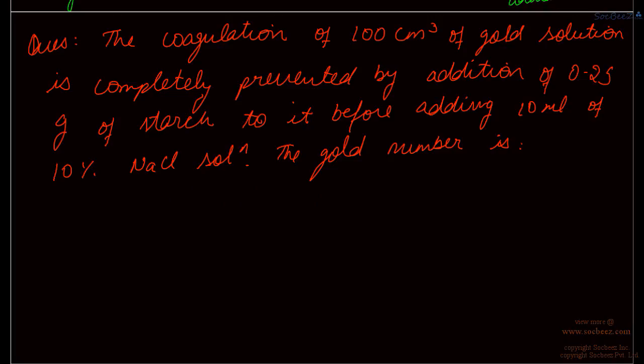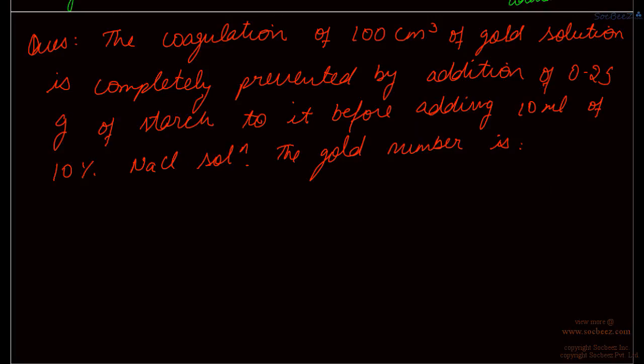So let's discuss a few questions. Very small amount of questions we'll be discussing based on numerical type. So first question: the coagulation of 100 centimeter cube of gold solution is completely prevented by addition of 0.25 gram of starch to it before adding 10 ml of 10% NaCl solution.